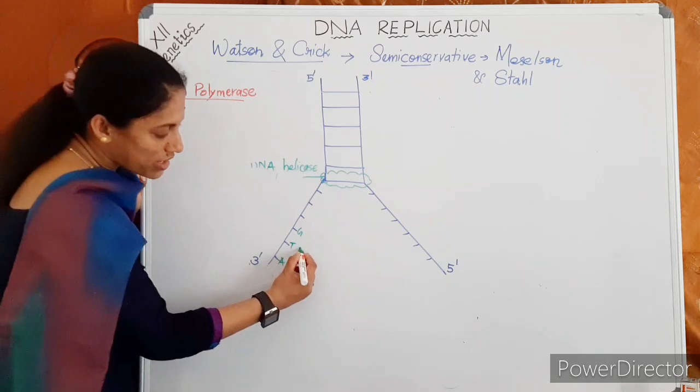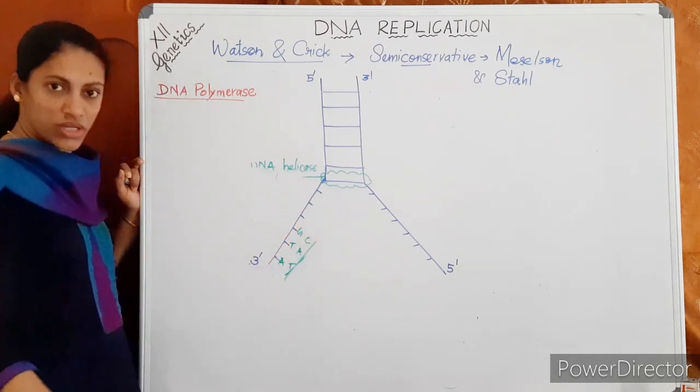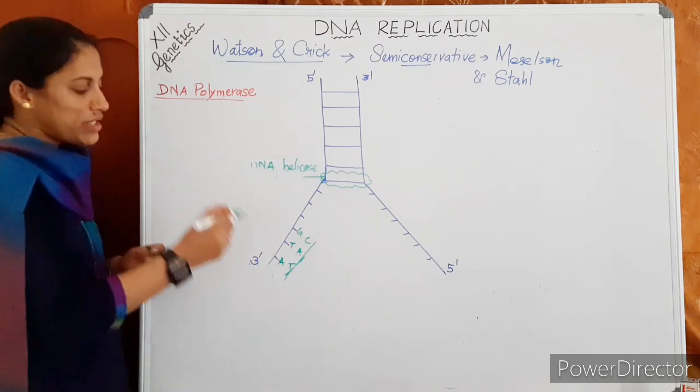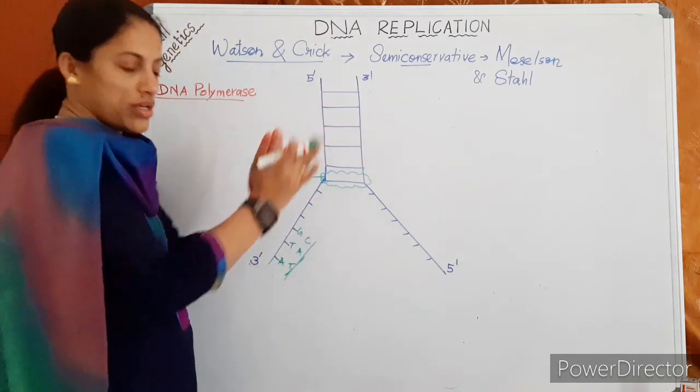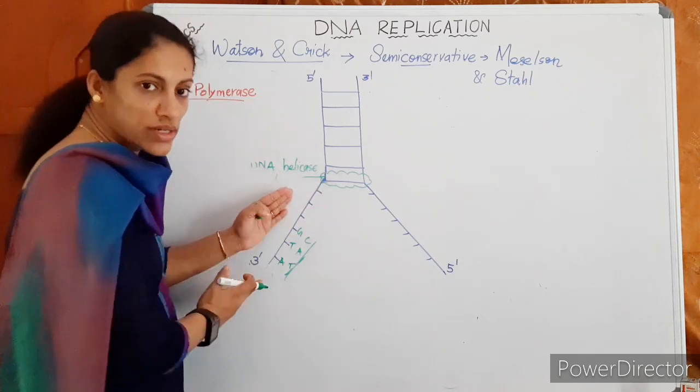Opposite to thymine, an adenine nucleotide should be brought. Then here, cytidine monophosphate should be brought. Then it should be joined. This is what is called polymerization: building the new strand complementary to this strand.